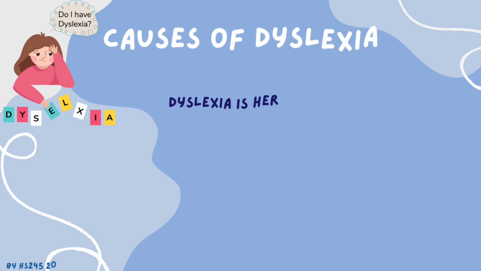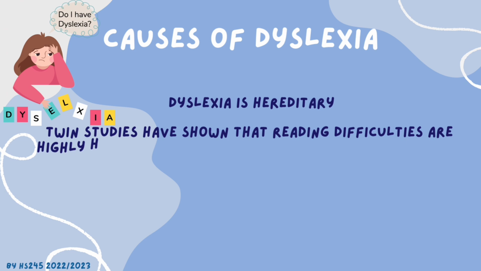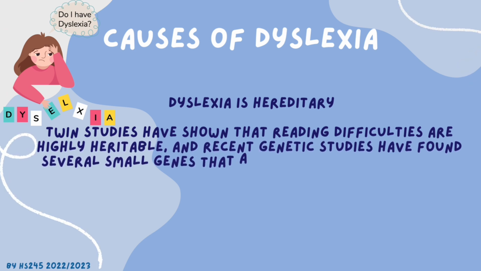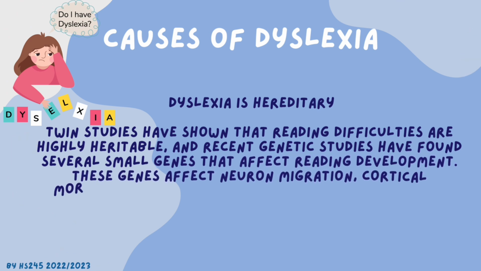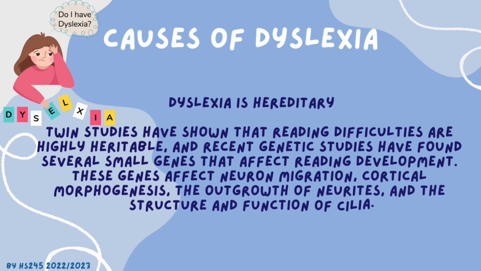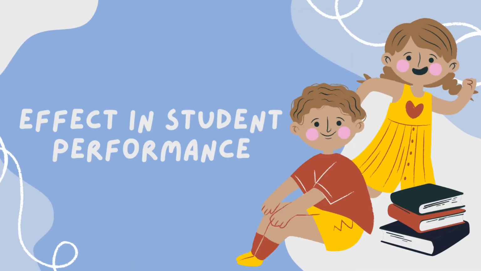On the other hand, dyslexia is hereditary. However, the teaching quality and home literacy highly impact the child's reading ability. Twin studies have shown that reading difficulties are highly heritable, and recent genetic studies have found several small genes that affect reading development. These genes affect neuron migration, cortical morphogenesis, the outgrowth of neurites, and the structure and function of cilia. Now, let's take a look at the effect on student performance.